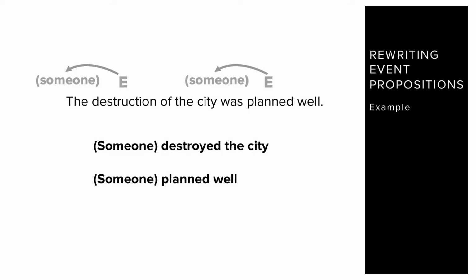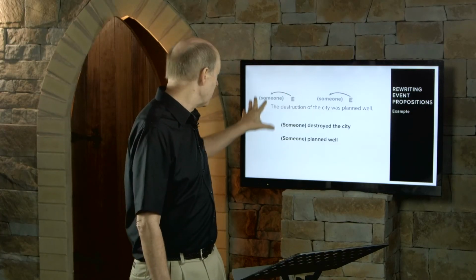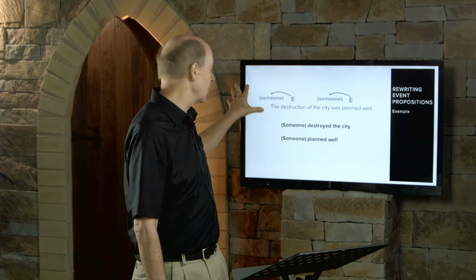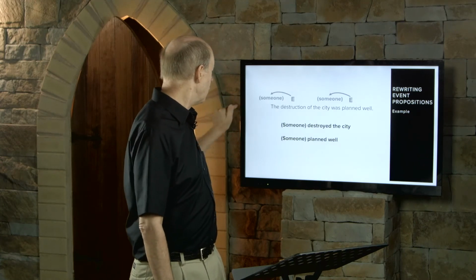We don't know who destroyed the city. We don't know who did the planning. Someone destroyed the city. Actually, in this example, taken out of context, you could say, well, maybe the destruction was just planned and it didn't actually happen. For our purposes, we'll say that yes, the city was actually destroyed. So someone destroyed the city, someone planned well.